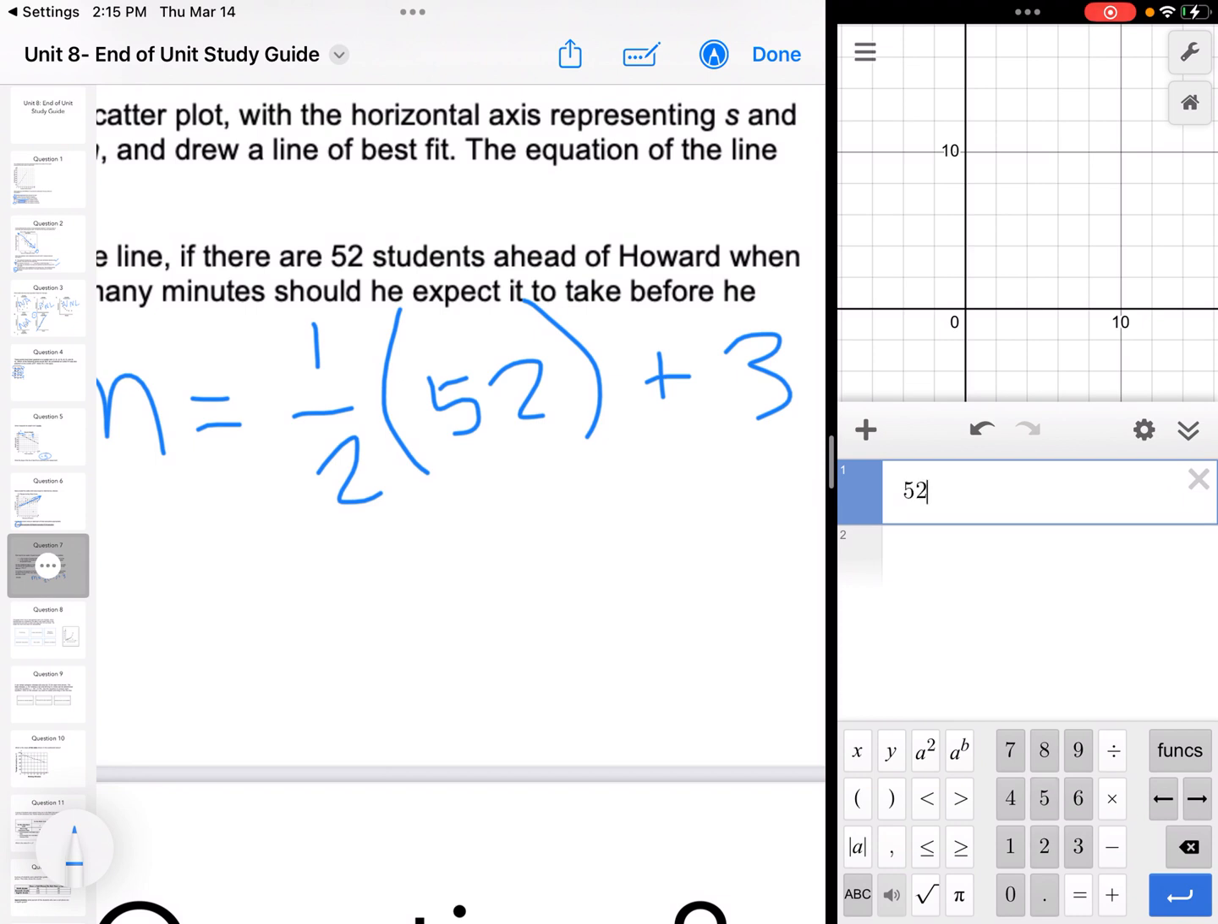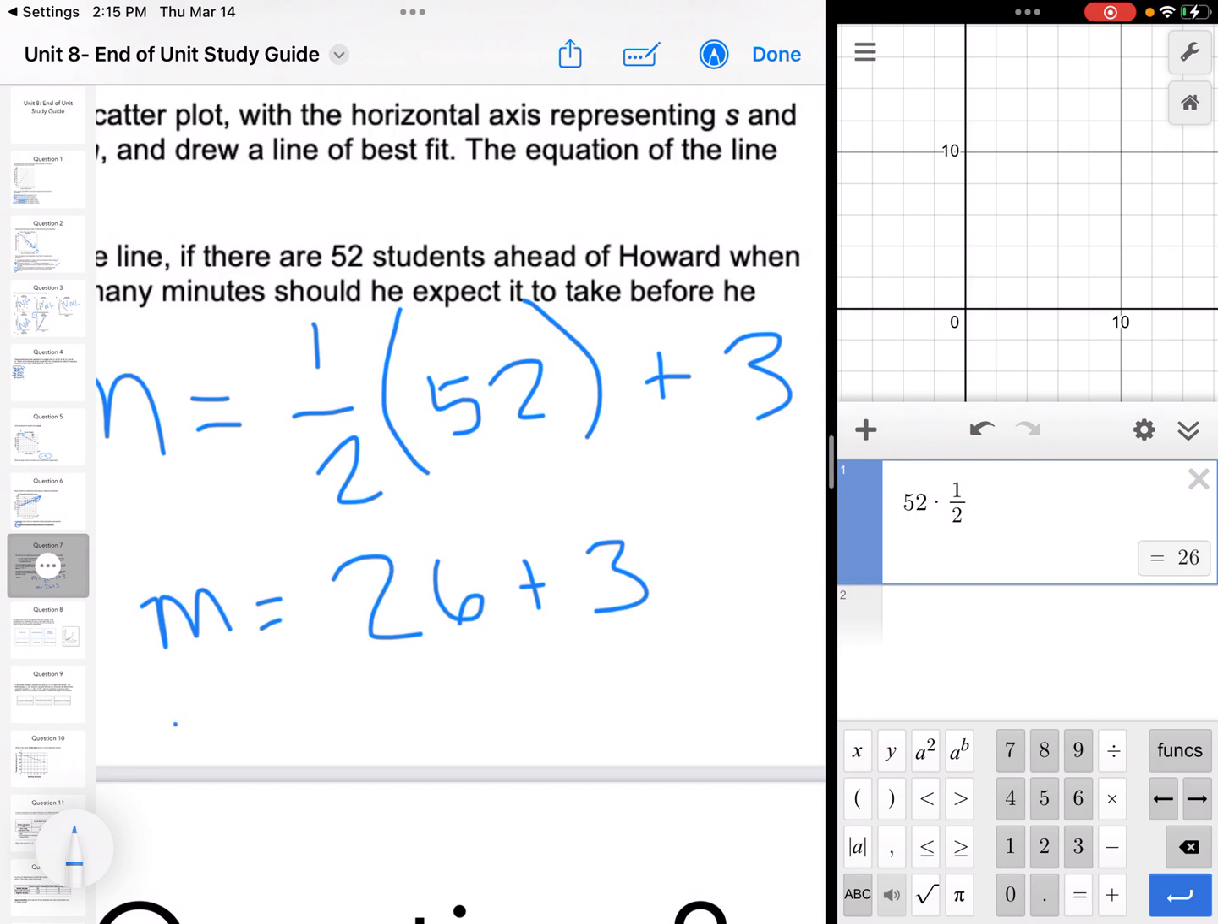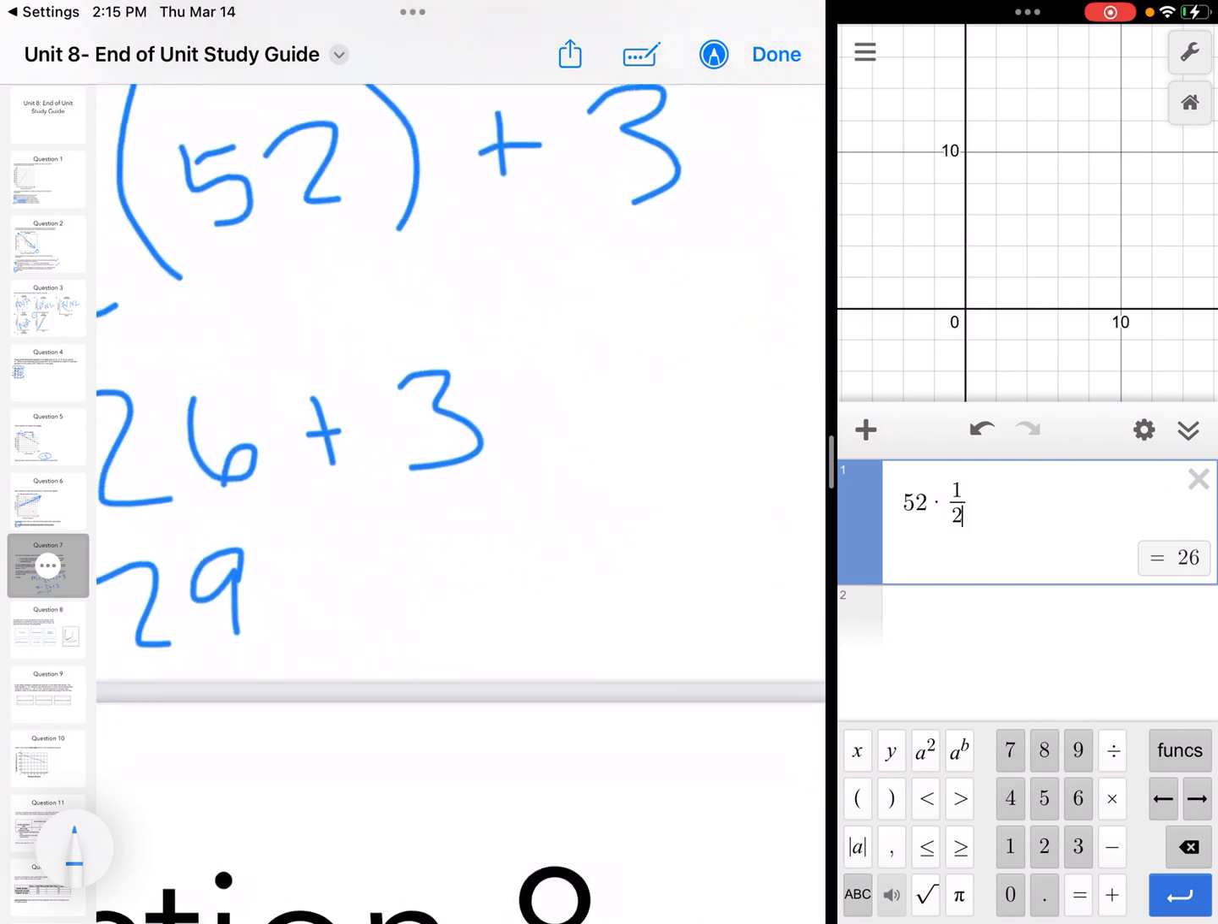What's 52 times 1 divided by 2? 26 plus 3. M equals 29. So 29 minutes.